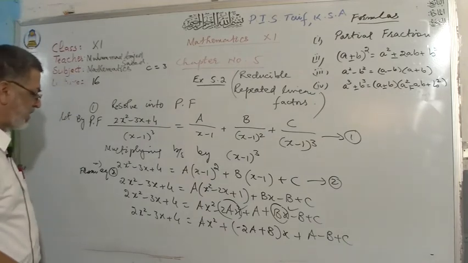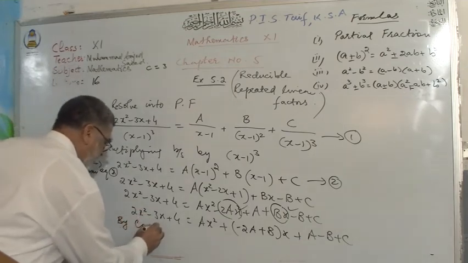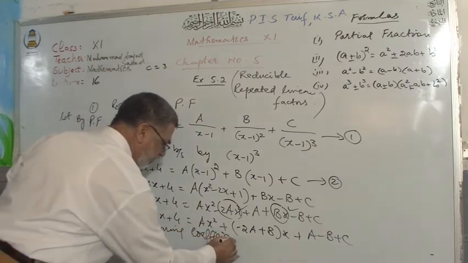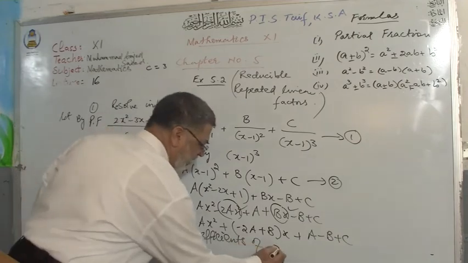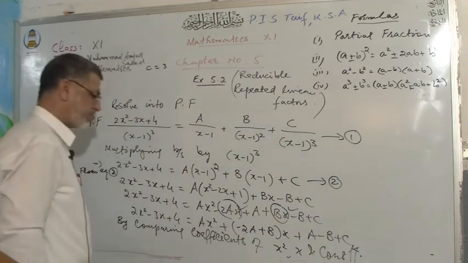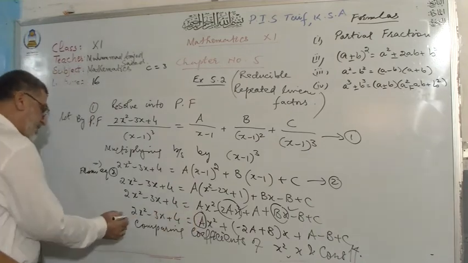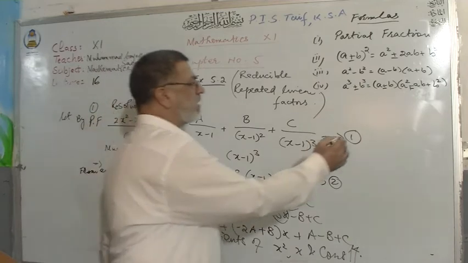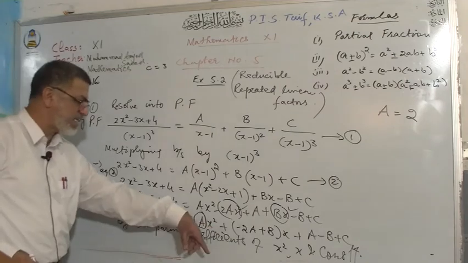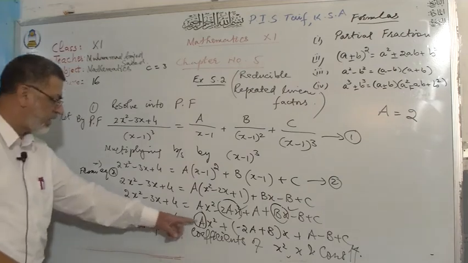Now, dear students, you can check. Now we can compare, by comparing coefficients of x square, x and constants. What is the coefficient of x square on the left hand side? That is 2. So a is equal to 2. Here the coefficient of x square is 2, so a is equal to 2.